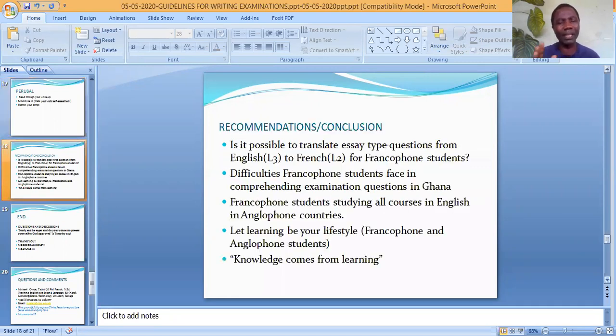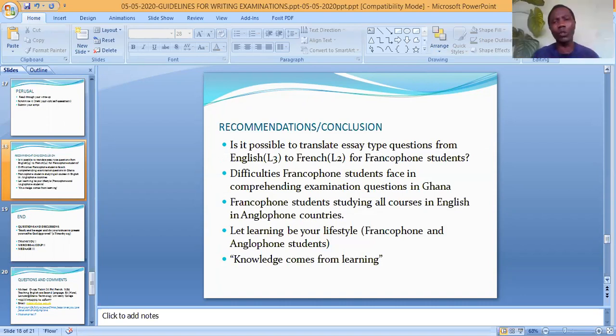And then we have some recommendations. We do recommend that it should be advisable to translate essay type questions from English to French for all Francophone students. It's very, very crucial. Once you're able to do that, a lot of Francophone learning difficulties will definitely be minimized. If they don't understand certain expressions in English, even some of these verbs, analyze, compare and contrast, we have them in French, but they need to understand that they are the same in English, so that they'll be able to write very well.